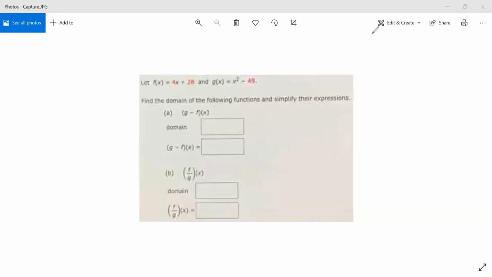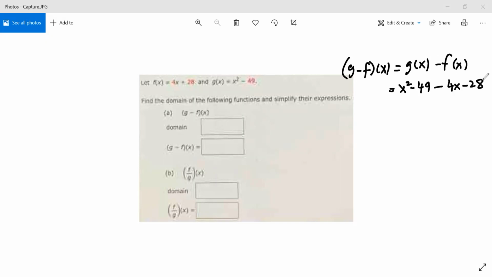Okay, so first we have to compute g minus f, and g minus f is simply the difference between g and f. So it's g of x minus f of x, where g is x squared minus 49 and f is 4x plus 28. But when you put a minus, you're doing the opposite of f, which will be negative 4x, negative 28. Then you combine like terms: negative 49 minus 28 is negative 77. So that's this function.